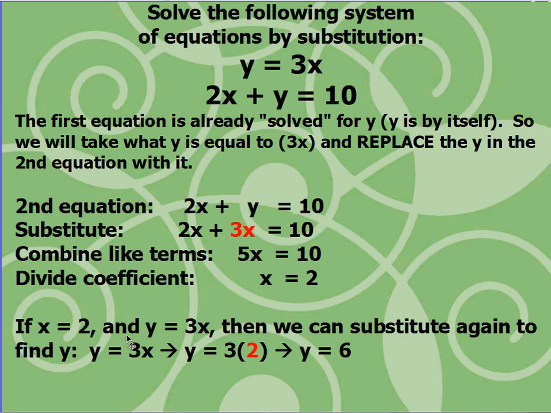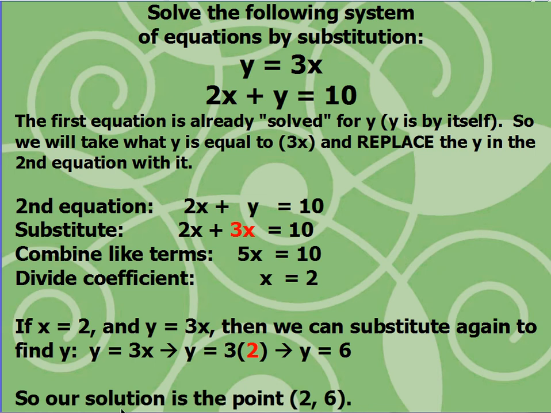So if x is 2 and y is equal to 3x, I can substitute again and change y equals 3x into y equals 3 times 2. That gives me a value of y equals 6, and now I have a y value and an x value for my solution. And since the solution to a system is a point, I can write our solution as the point (2, 6).